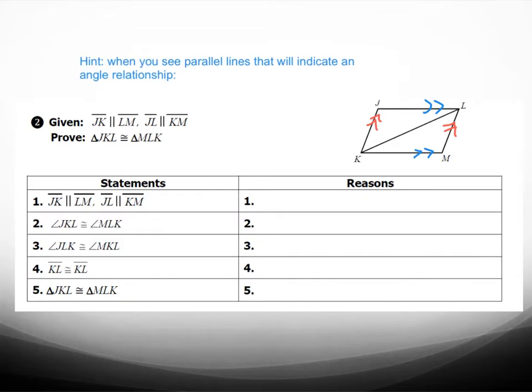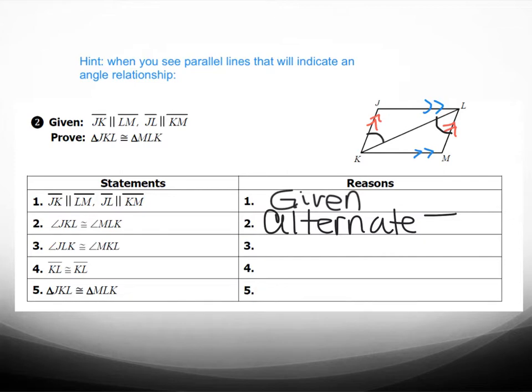Okay, so number one, this information exists because it was given. Now let's take a look here. Angle J to K to L. I'm going to go from J to K to L. So that's this angle in here. And then M to L to K. So that's this angle over here. What is that angle pair relationship? Well, it's actually alternate interior, and alternate interior angles are congruent.